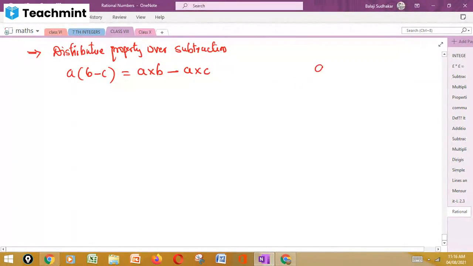Is it right? In over addition it means A into (B plus C). Here you can write it as A into B minus A into C.